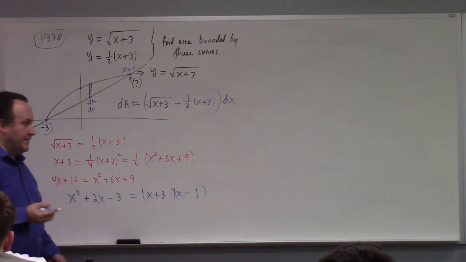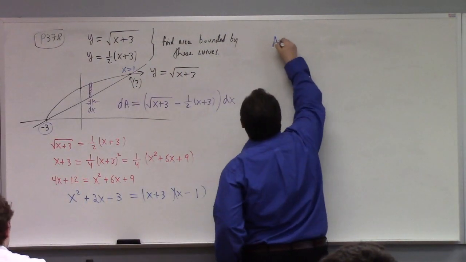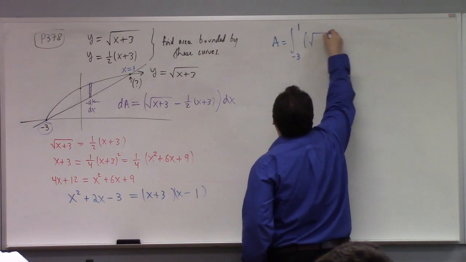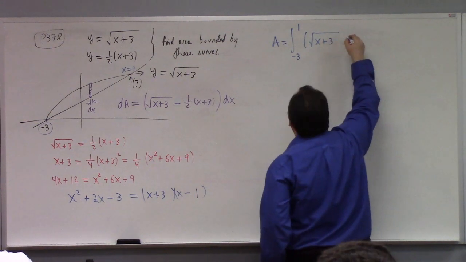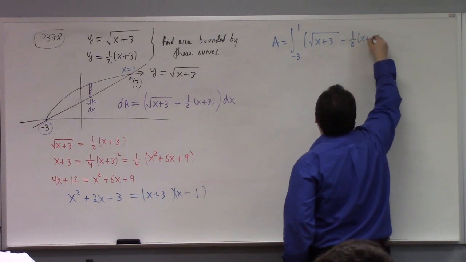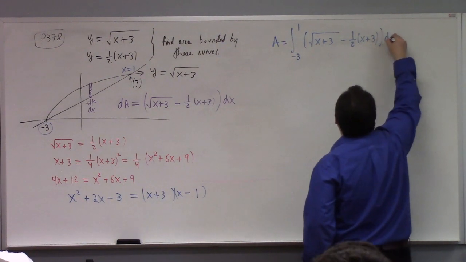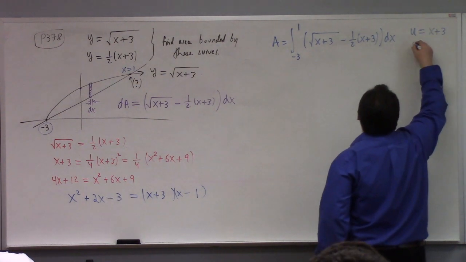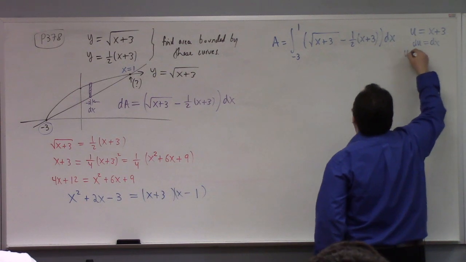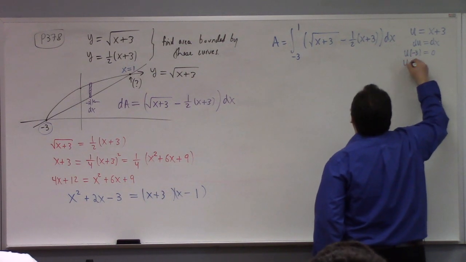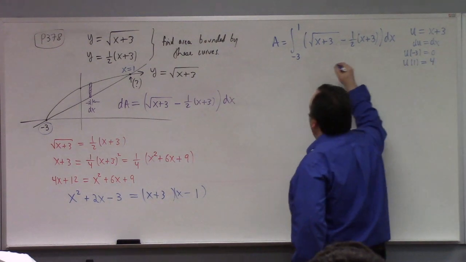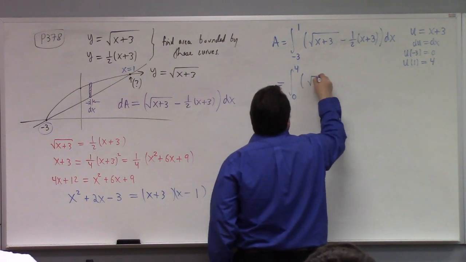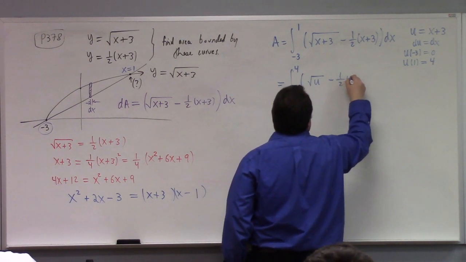All right, so now we can find the area. Area is the integral from -3 to 1 of the square root of x plus 3 minus 1/2 x plus 3. Now I have resisted the urge to multiply that out because I want to make a substitution here. I'm going to let u equal x plus 3. So du is dx, and u of -3 is 0, and u of 1 is 4. So making that u substitution, I have the integral from 0 to 4 of the square root of u minus 1/2 u, du.